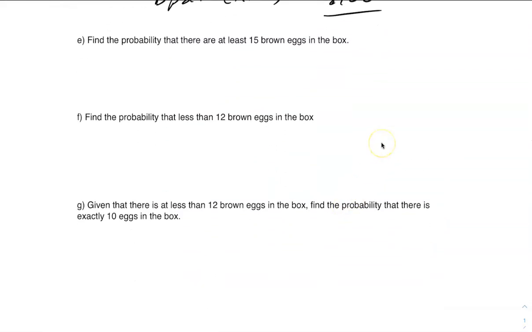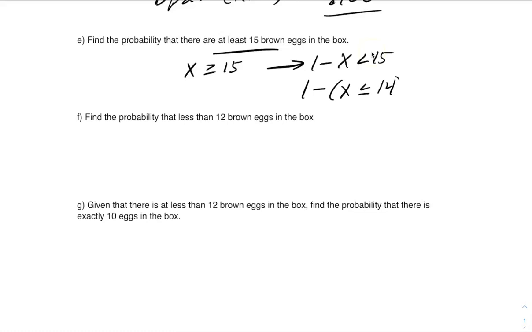Find the probability there are at least 15 brown eggs. So at least 15, x is greater than or equal to 15. That's pointing in the wrong direction, so that's 1 minus, x less than 15. Remember, when it points in the wrong direction, you have to do 1 minus. When you do that, you lose or gain the equal sign, the opposite of what you have. In this case, I have the sign, so I lose it. You can't put that in your calculator, so you go 1 down to get the equal sign back, and use binomial CDF.